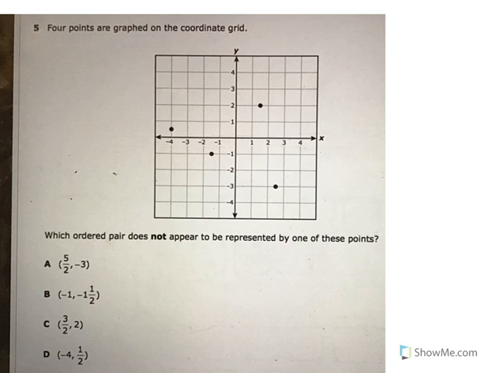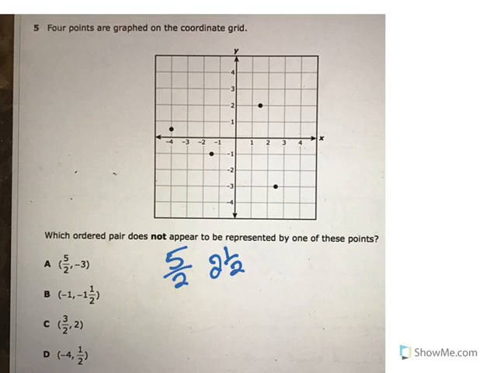4 points are graphed on the coordinate grid. Which ordered pair does not appear to be represented by one of these points? Now notice we do have some fractions on this. All right, so let's start off with A. 5 over 2. Another way of writing 5 over 2 is 2.5.